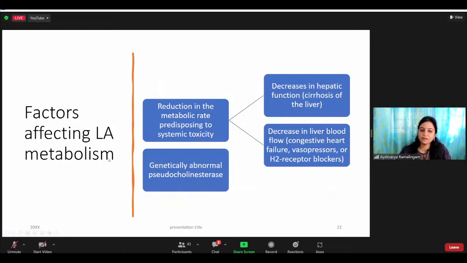The metabolism of all the amide local anesthetics is very much dependent upon the liver. Any reduction in the metabolic rate, like in cirrhosis of the liver where there is decreased hepatic function, and any decrease in the liver vascular flow, such as in congestive cardiac failure, vasopressors or hypotension, and H2 blockers, all these can predispose to systemic toxicity. Ester local anesthetic metabolism can be affected essentially only by a genetically abnormal pseudocholinesterase.